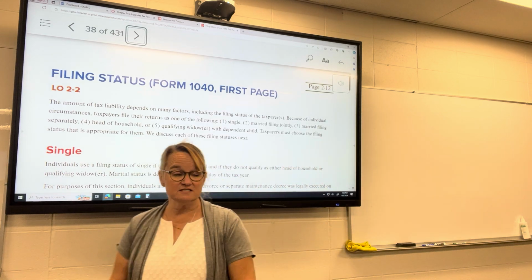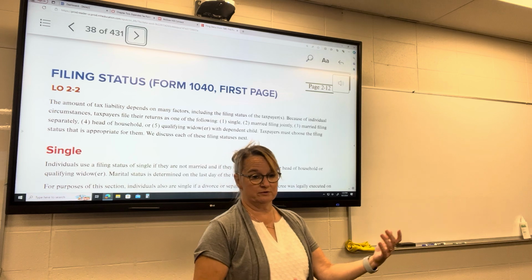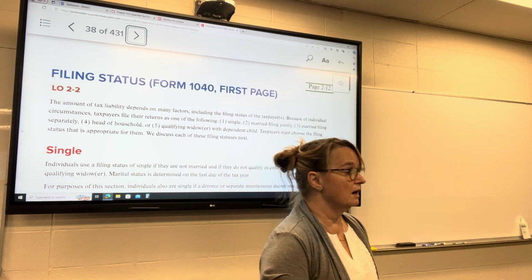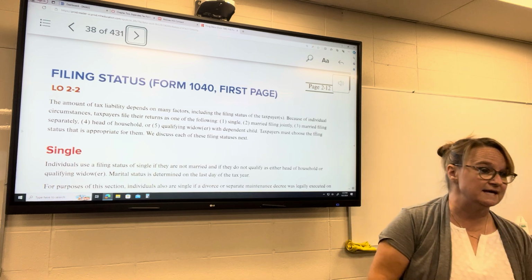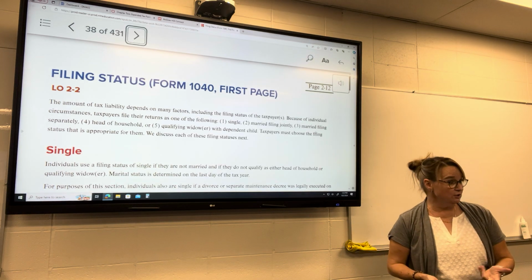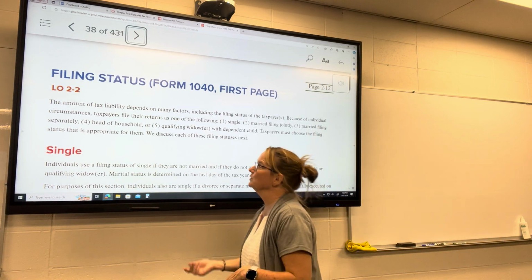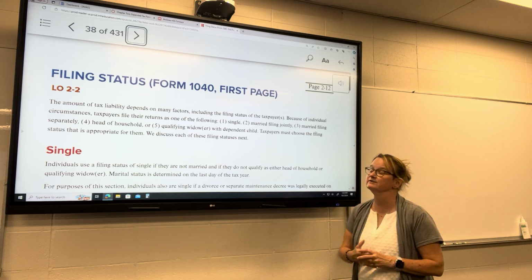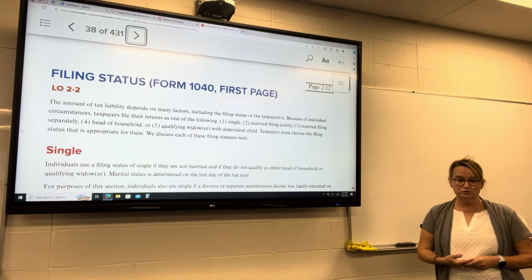A lot of our phase-out ranges for certain credits, like the example that I just gave you with the child tax credit, are different depending upon what our filing status is. Also, our standard deduction, which you've already learned through your homework, is different depending upon what our filing status is. So it's very important to determine the proper filing status for an individual.